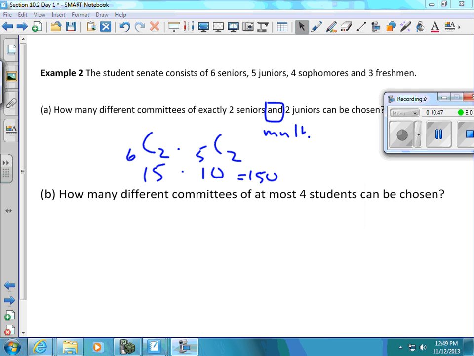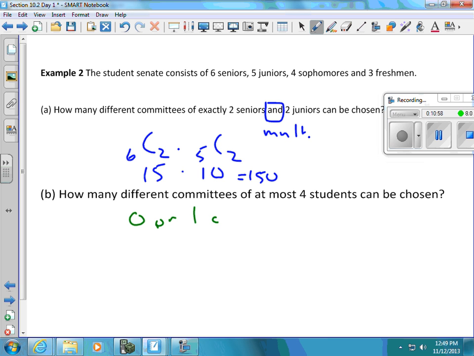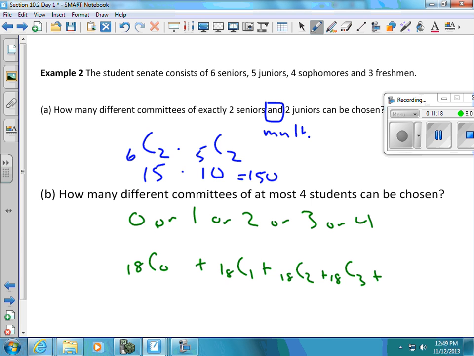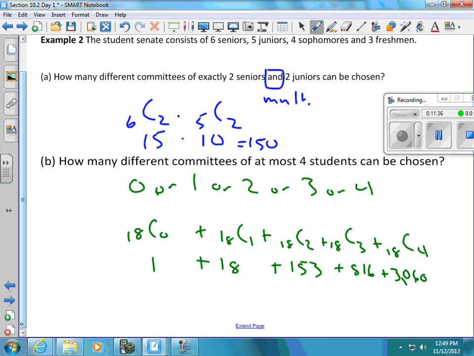Down here, how many different committees of at most 4 students can be chosen? At most 4. So at most 4 is a 0, or a 1, or a 2, or a 3, or 4. So this is like the problem we did with the Shakespeare plays. I have 18 people, choose none, plus 18 choose 1, plus 18 choose 2, plus 18 choose 3, plus 18 choose 4. And we put these in our calculator, or use the formula, however you want to do it. You should get these numbers, plus 816 plus 3060. We add those all up, and we get 4,048 combinations.